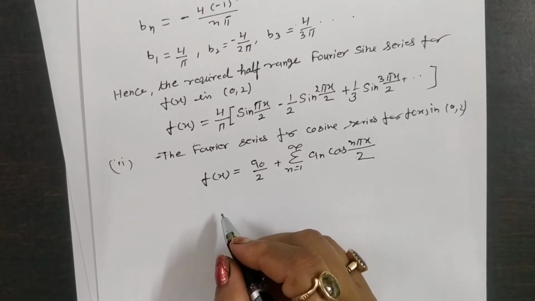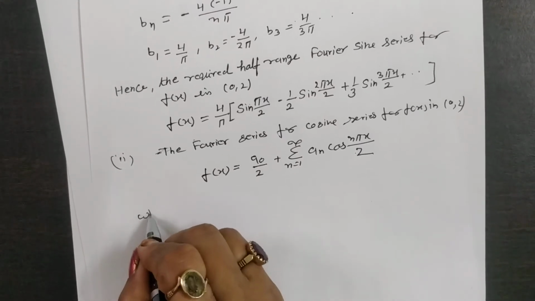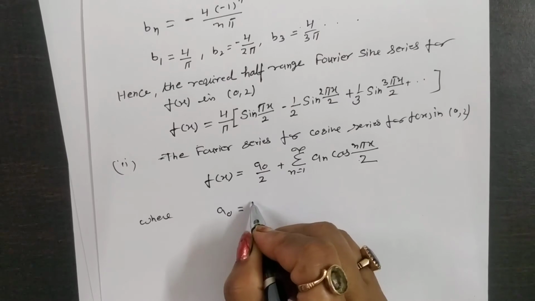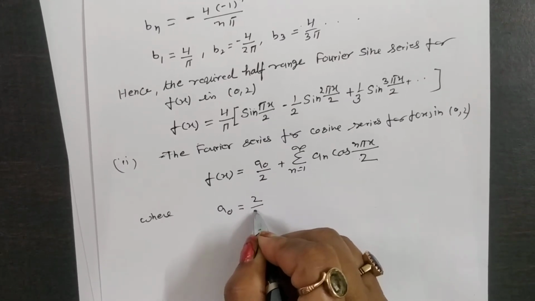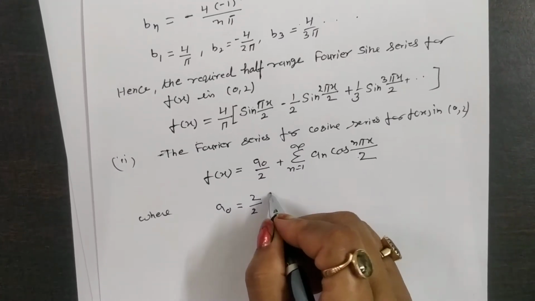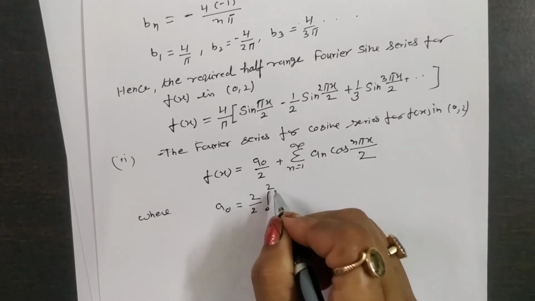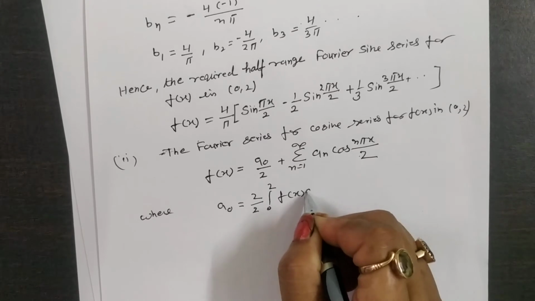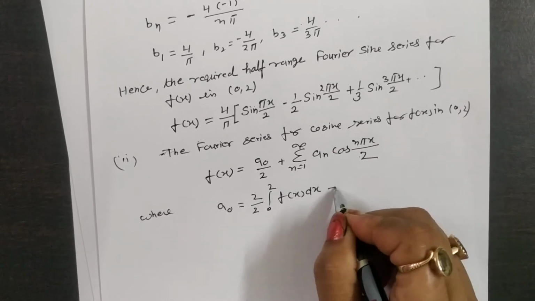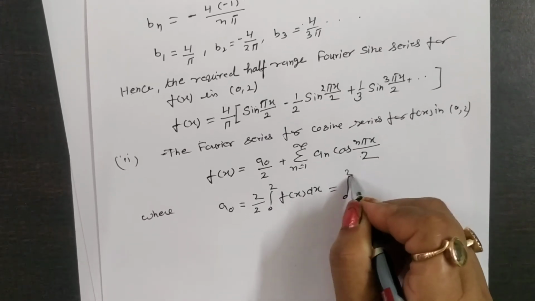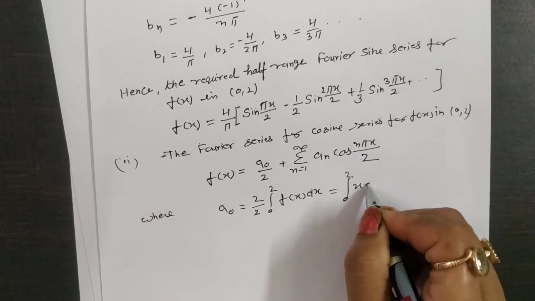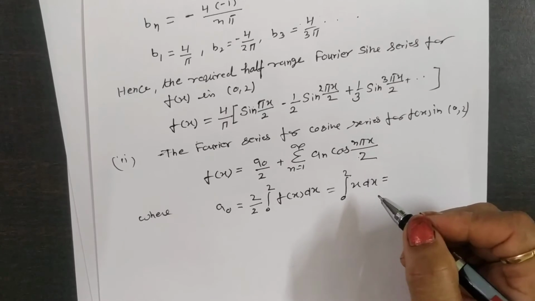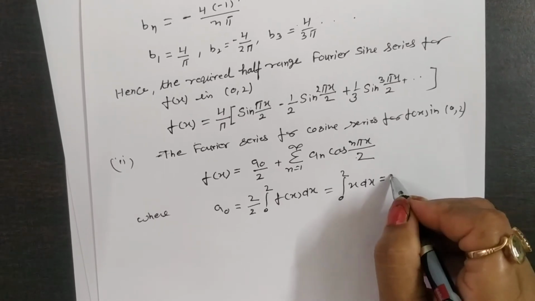Now here a0, you can find out. First we have to find a0, which is equal to 2 by 2 times the integral from 0 to 2 of f(x) dx. Here f(x) is x, so the integral of x dx from 0 to 2 gives x square by 2, and you get the value 2.